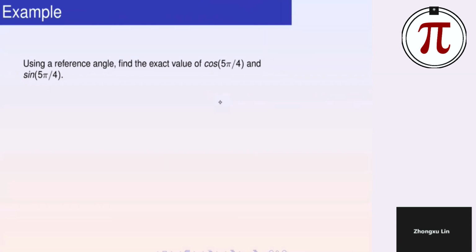Using a reference angle, find the exact value of cosine 5 pi over 4 and sine 5 pi over 4. Very good. Thank you, Arinda. All right, let's do this one. And could you please go ahead and find this one out? Go ahead and see if you can find this one out.